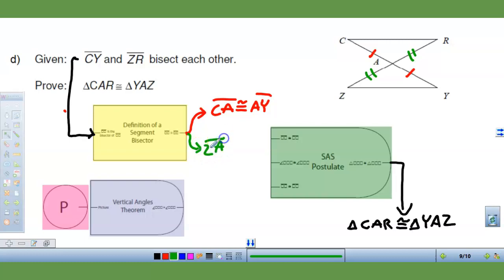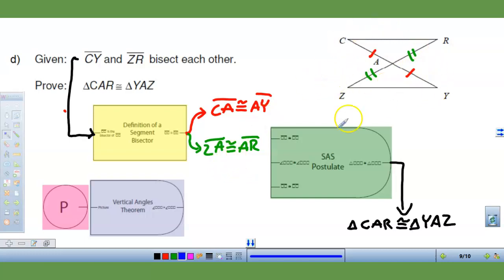What about CAZ and RAY? Or CAR? Yep, that comes up next. What if you get both of those? I don't know. As long as it's there. And then what is the third one that we need?